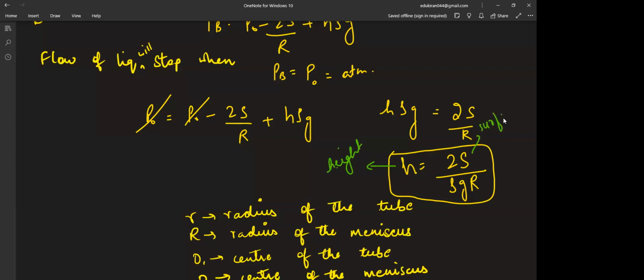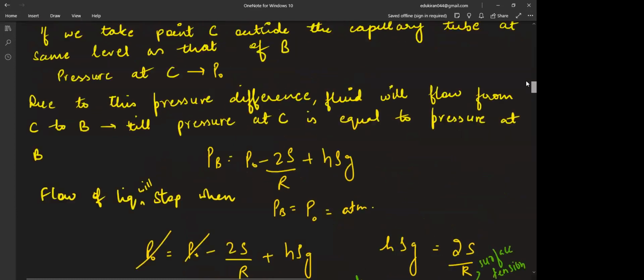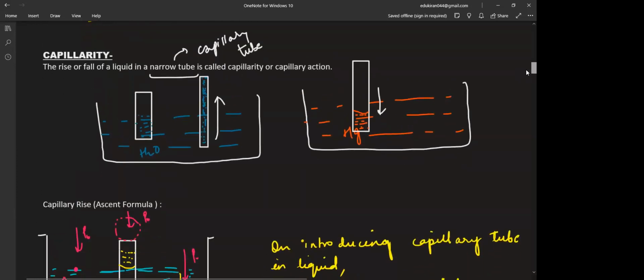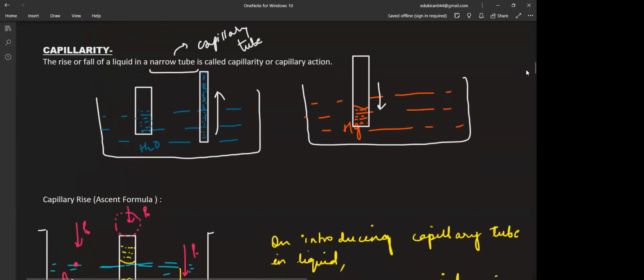S is the surface tension. Rho is density. G is acceleration due to gravity. R is the radius of the meniscus. There is one modification in this also, but it will be a lot to discuss in one go. First, you write this down, the entire derivation, get it clarified. Then I'll discuss one more thing. There's a modification in this formula that also comes.